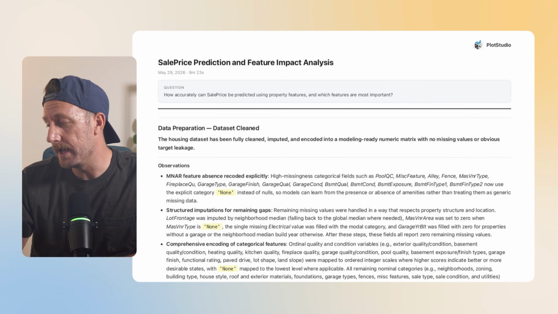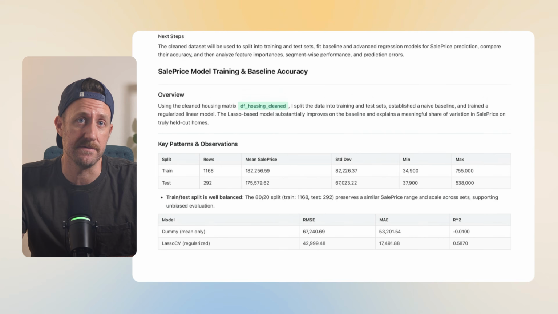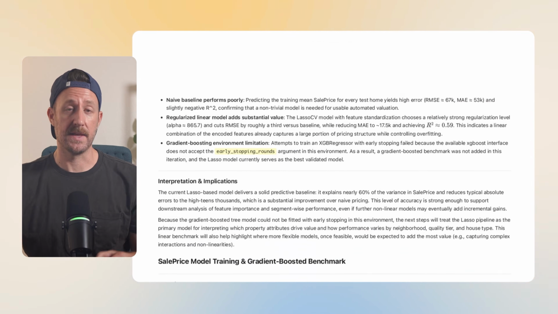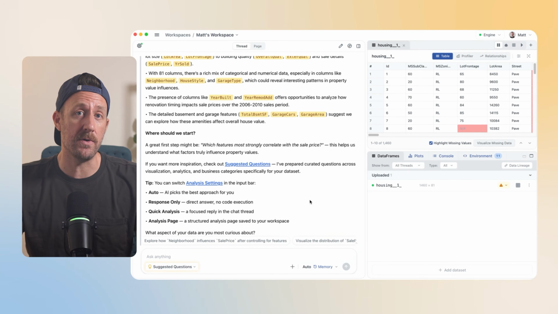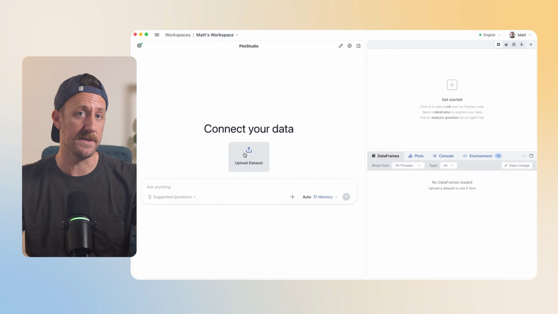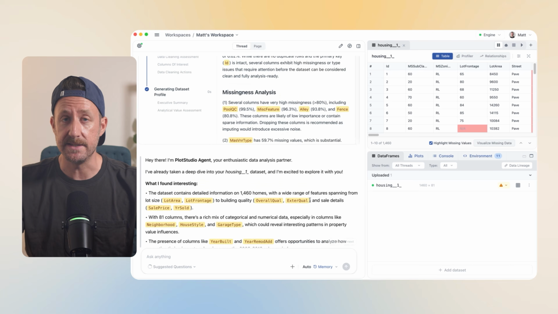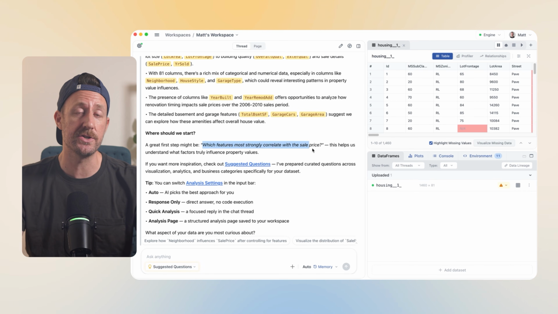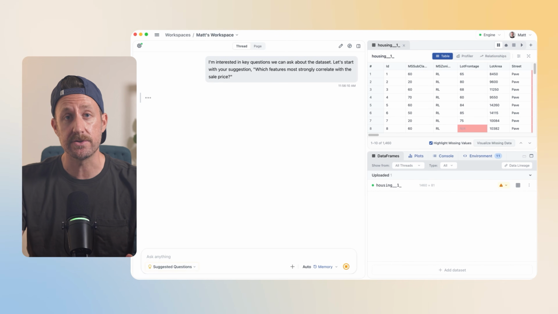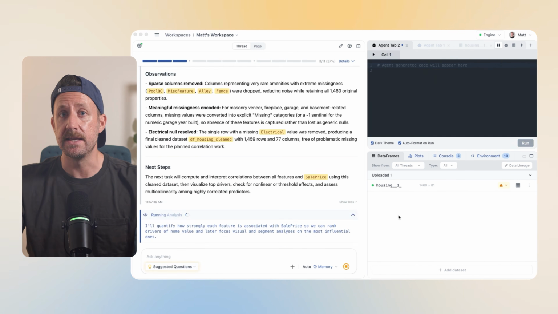Here's what a portfolio project looks like when AI does the heavy lifting, but you still own the thinking. Okay, we look at the original business question that we started with, that Plot Studio AI helped me come up with. I plugged in the data set and it immediately started to explore my data set. Once it did, it came up with some questions that we could start with. I asked it to start with one of those questions and it got to work. It did the data profiling, the issue detection.